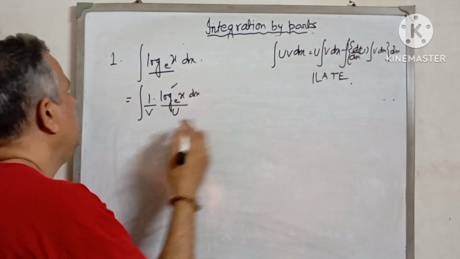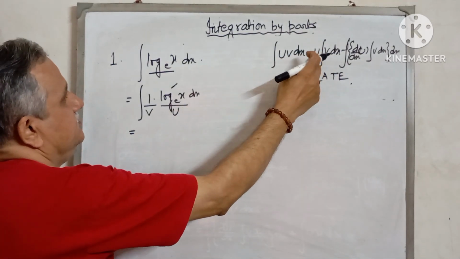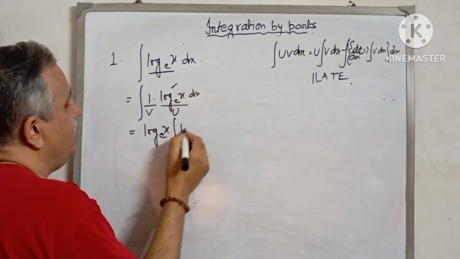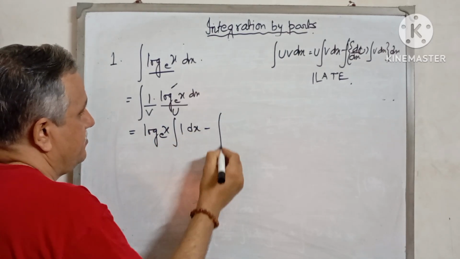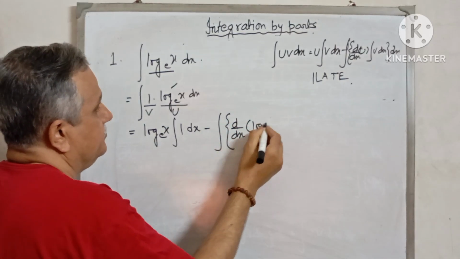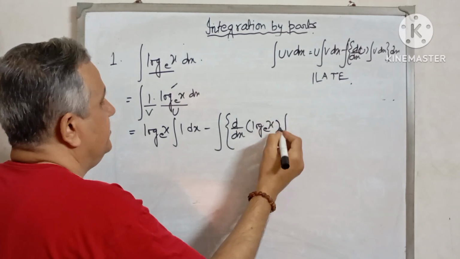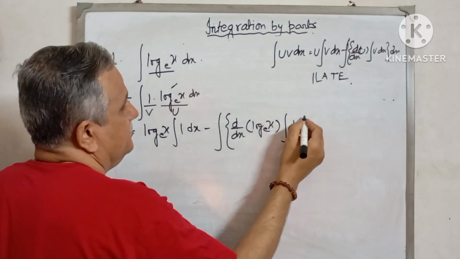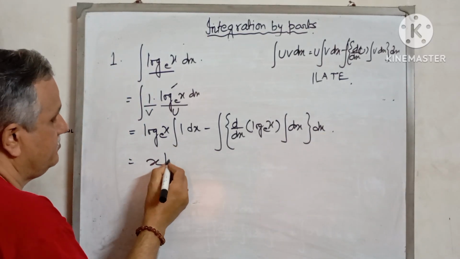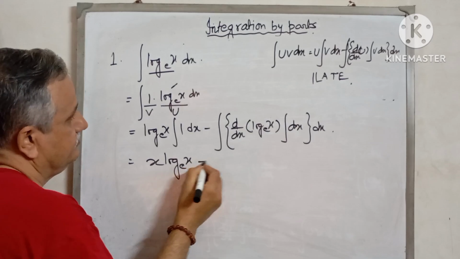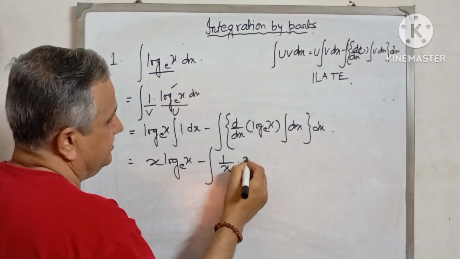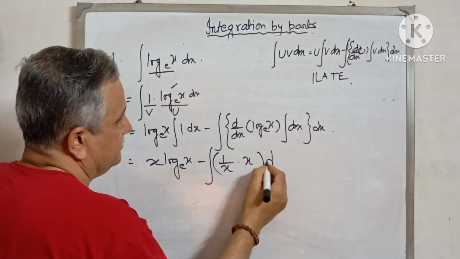Now using this rule, u integration v dx, that is log x integration 1 dx, minus d/dx of the first function, that is log x, into integration of the second function, that is 1, whole dx. Now integration of 1 is x, d/dx of log x is 1 by x, integration dx is x, whole dx.